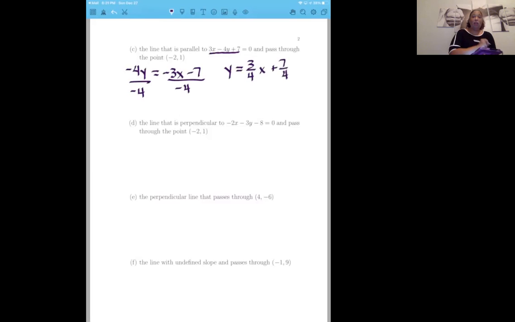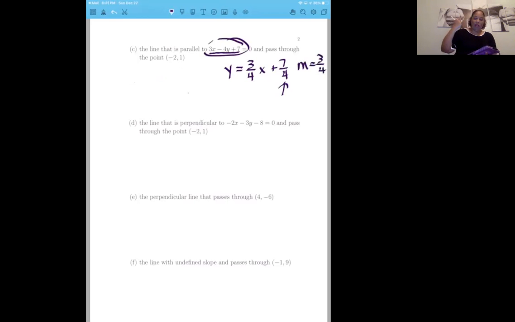Parallel lines have the same slope. So the slope of my new line is 3/4. The 7/4 has nothing to do with my line. That's the y-intercept of this line. So my slope is 3/4, and I'm going through the point (-2, 1). So now I have a slope and I have a point.